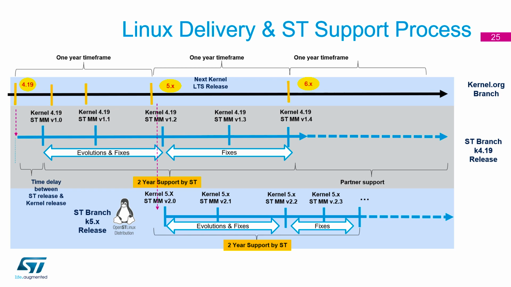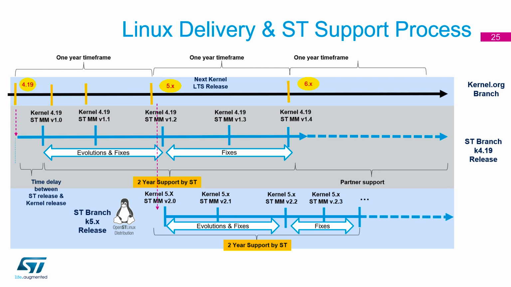So how do we manage the different deliveries? We're currently on kernel 4.19 today. That will run for the next 12 months, where we will keep doing software updates, evolutions, fixes, and modifications. At the end of that 12 months, we will launch the newer core, so we'll move on to the next kernel release. But from that point, we'll stop doing any evolutions on kernel 4.19, but we'll keep doing fixes. So we'll keep maintaining that existing kernel for at least another 12 months.